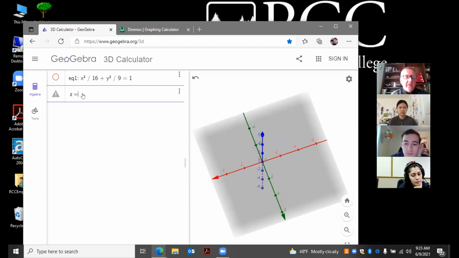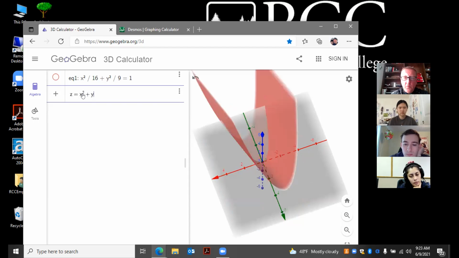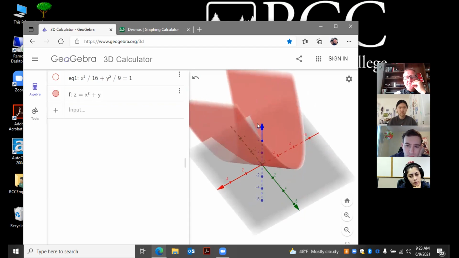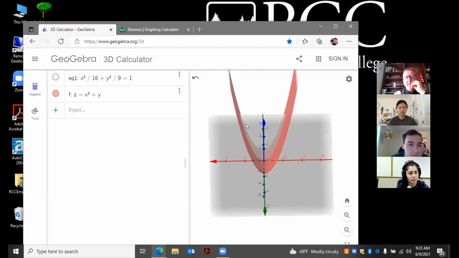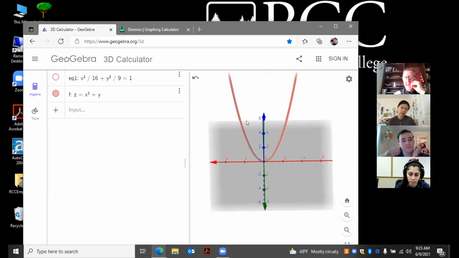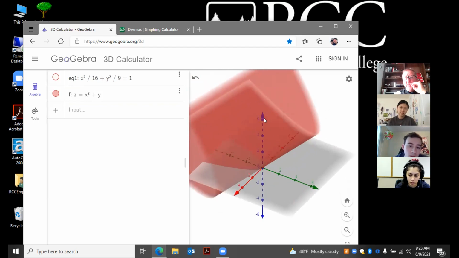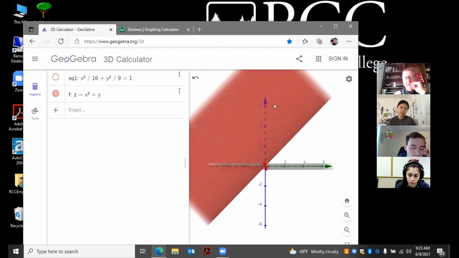Turn this off. z equals x squared plus y. That's a weird looking shape. Notice it's like a parabola, which sort of makes sense, right? Because you had an x squared, so there'd be a parabola, but it's like a parabola that's been tilted at almost a 45-degree angle.